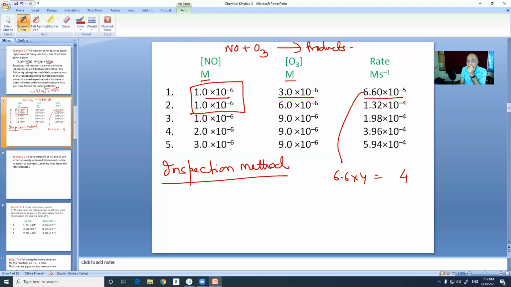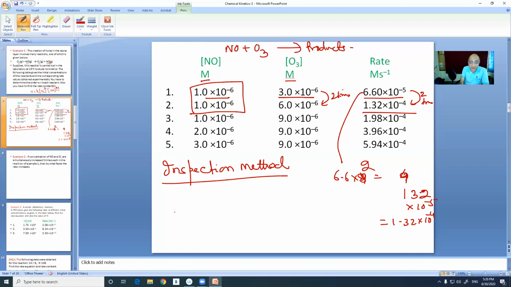No, it will be 2 times. I'm sorry, 2. It will be exactly 13.2 into 10 to the power minus 5. So that is equal to 1.32 into 10 to the power minus 4. That is the case. So we checked, keeping the NO concentration fixed. If we increase the concentration of the other reactant, ozone, by two times, the rate also increases by 2 times.